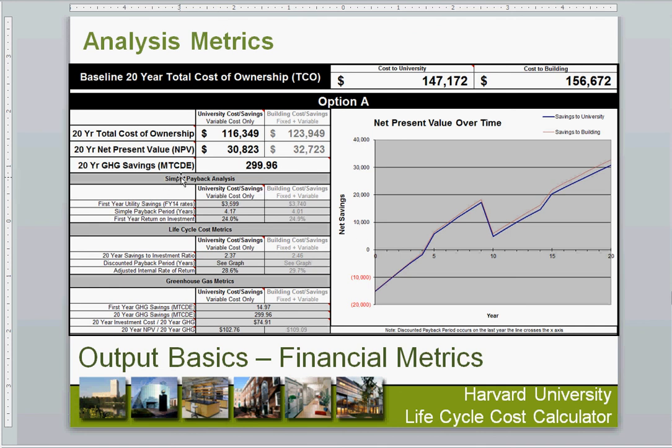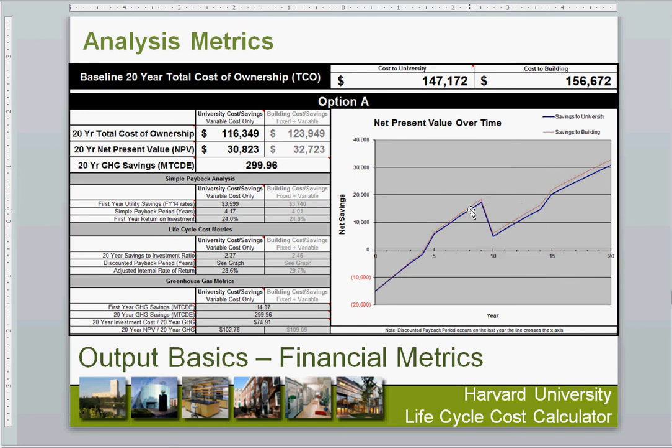Then we have simple payback. The key thing to understand about the simple payback is this is looking just at year one. We are not looking at those ongoing maintenance savings. So in this example, we had almost $3,600 of utility savings. That $3,600 into the difference in initial costs, which appears to be about $15,000 or $16,000, was somewhere in the neighborhood of 4.17 years. So that's not accounting for any maintenance or replacement.